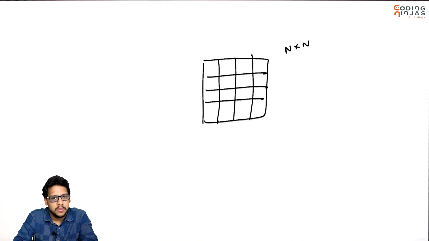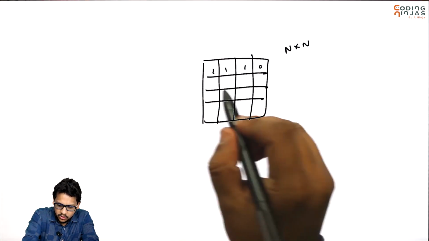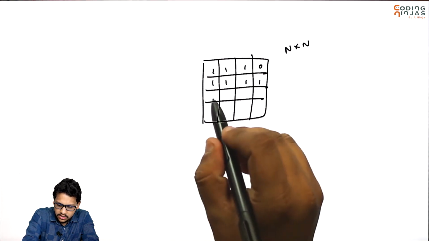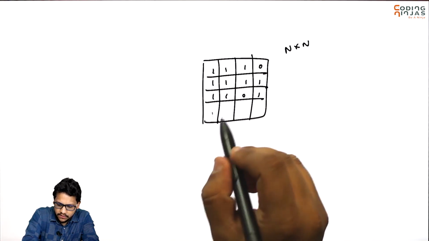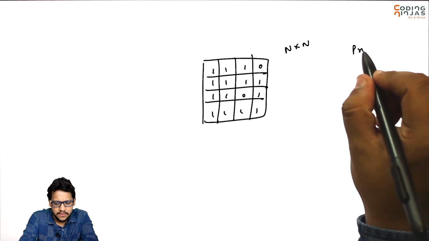There are ones and zeros present in the maze. So the maze can be like this: 1 1 1 0 1 1 1 1 1 1 0 1 1 1 1 1. Our question can be, backtracking has different variations.